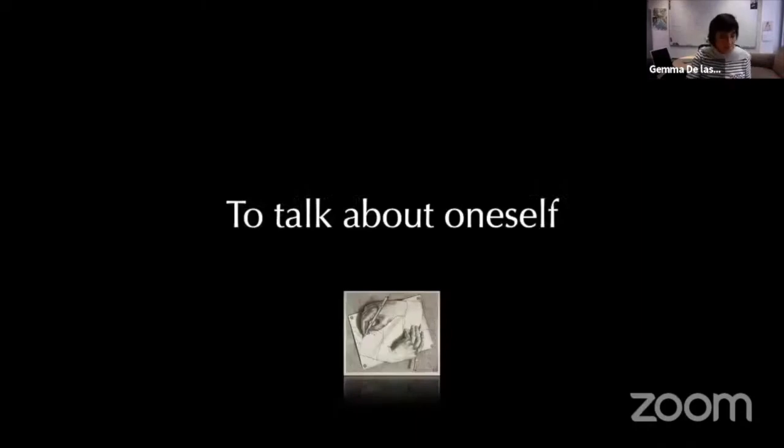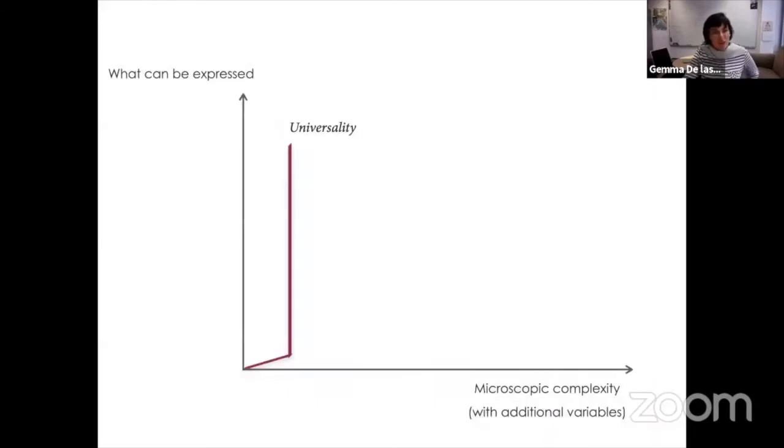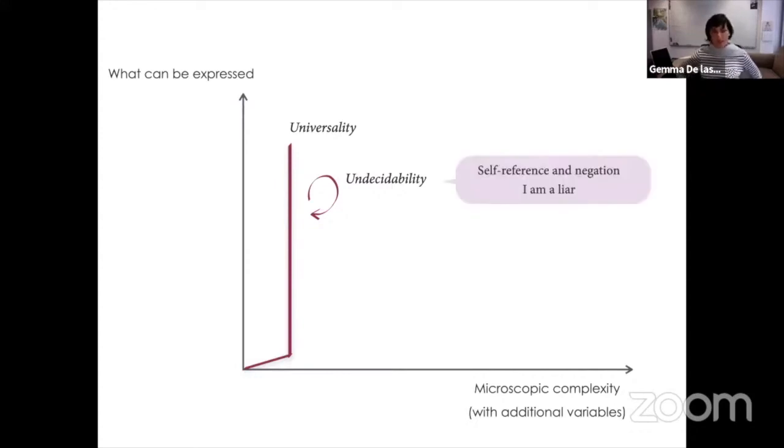Okay, and I'd very briefly like to say a few things about what can go wrong if one tries to talk about oneself. Namely, when we look at this diagram of universality, I see undecidability as a consequence of universality. Namely, undecidability is what happens when you do self-reference and negation, as when you say, I'm a liar, and if you try to decide if I'm lying or not, you'll conclude that I'm lying if and only if I'm not lying. So you cannot solve this from within the system.